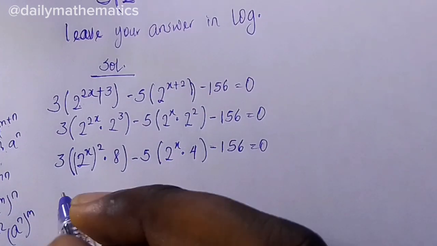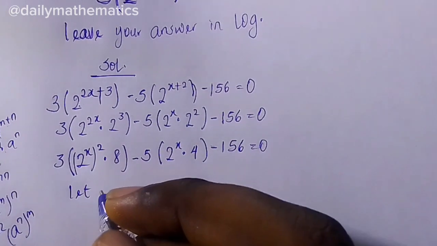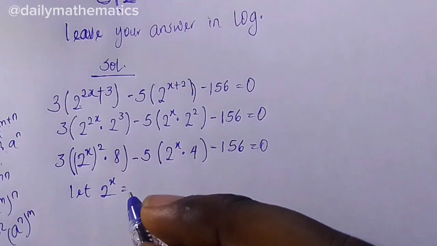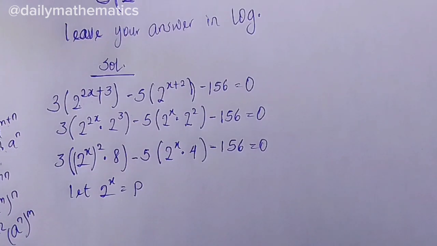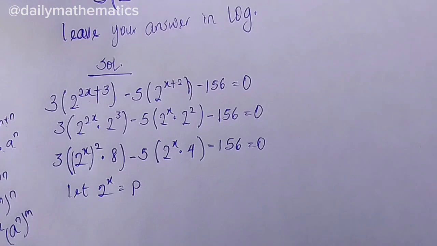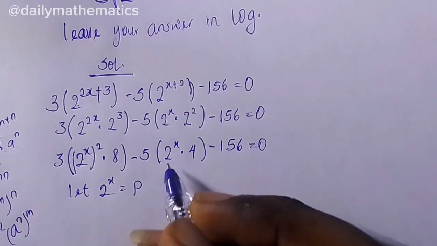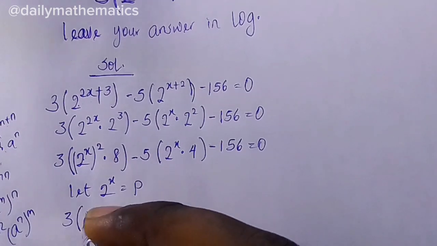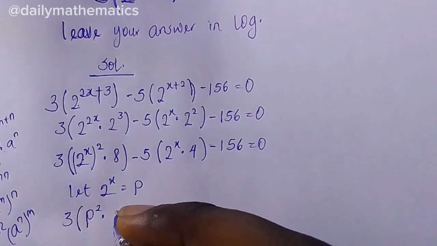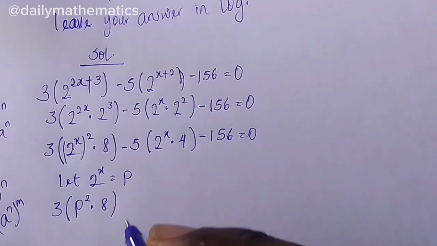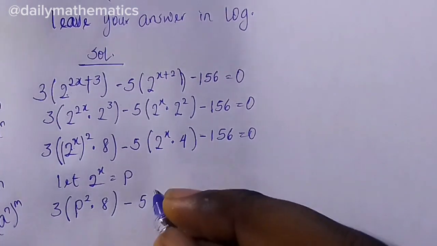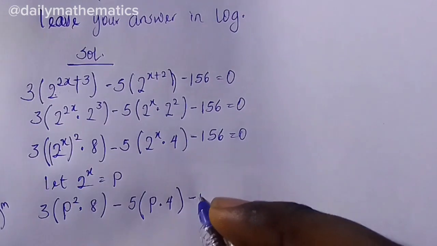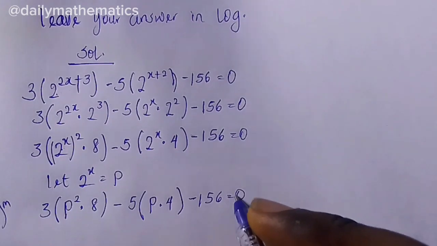From here we can now see, let 2 raised to the power of x equal any letter of our choice. We can use p. Let 2 raised to the power of x equal p. Now we have 2 raised to the power of x here, and here, we'll substitute it for p. We have 3 brackets, then 2 raised to the power of x becomes p squared multiplied by 8, and then we have minus 5 brackets p multiplied by 4, minus 156 equals 0.